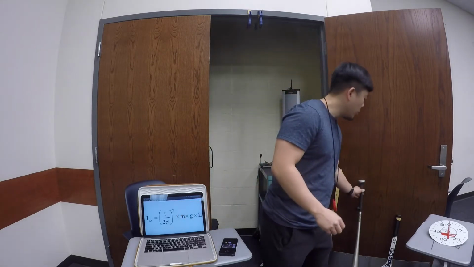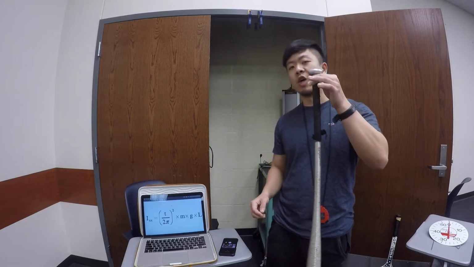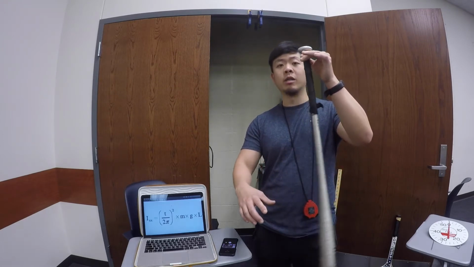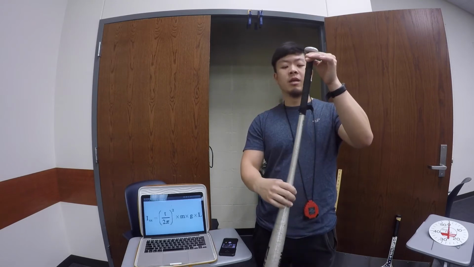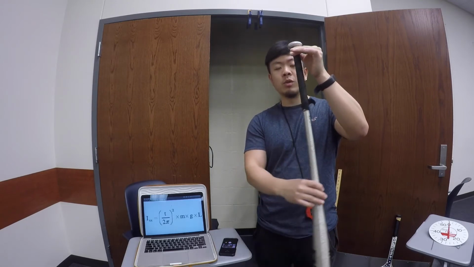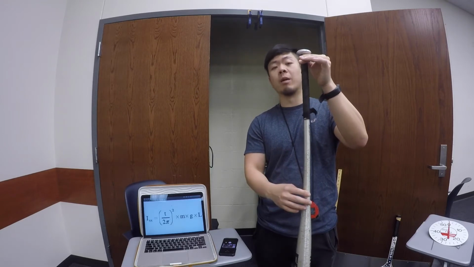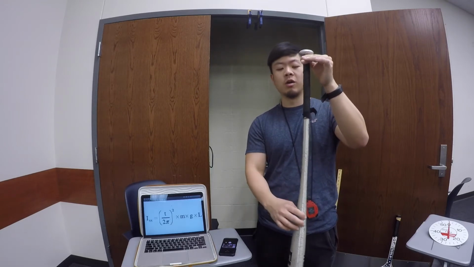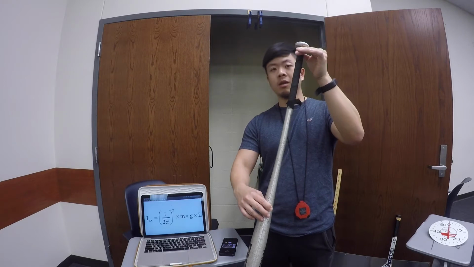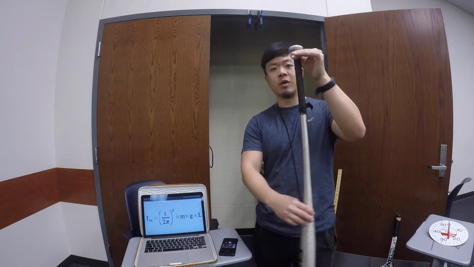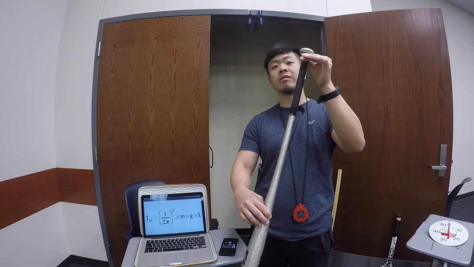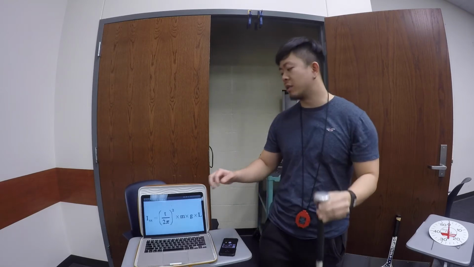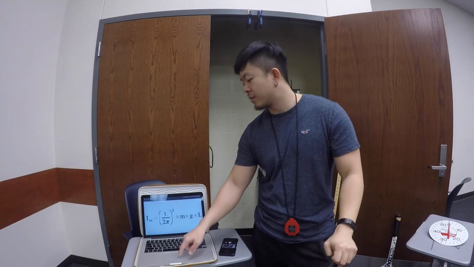T means we want to hang this object and swing it through a really small angle, within 5 degrees. The time it takes for a complete swing is T. So I start from here, swing to here, and come back. This is a complete swing, and the time it takes for a complete swing is T in this equation.